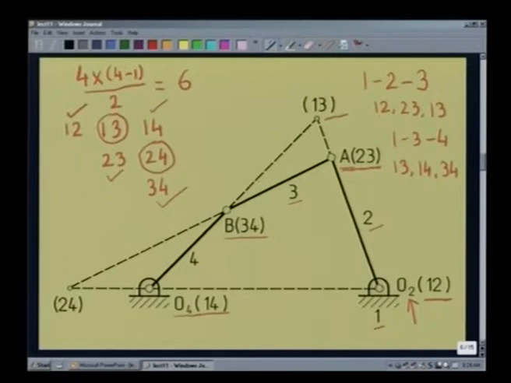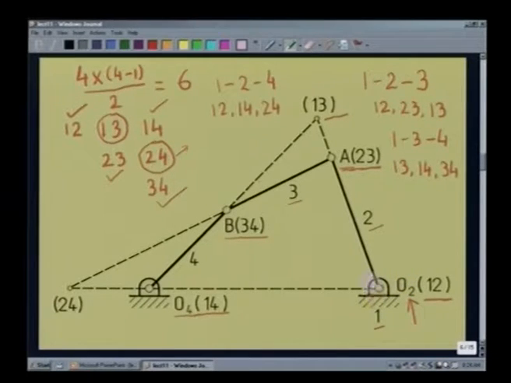Following the same principle, we can also determine the last one, that is this 2 4. For this we consider 3 rigid bodies 1, 2 and 4. As a result 1 2, 1 4 and 2 4 are collinear. 1 2 is here at O2, 1 4 is here at O4. So, 2 4 must lie on the line joining O2 and O4.